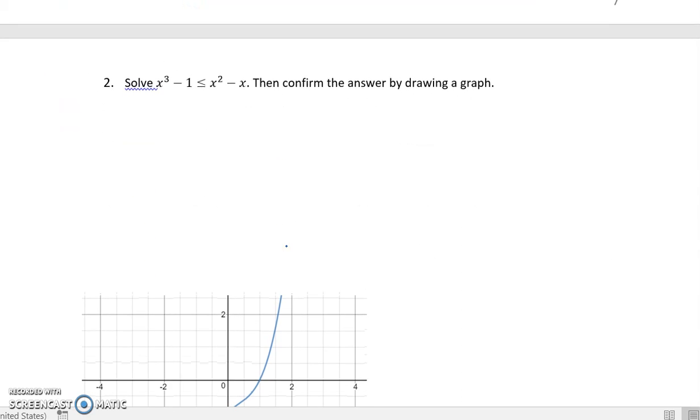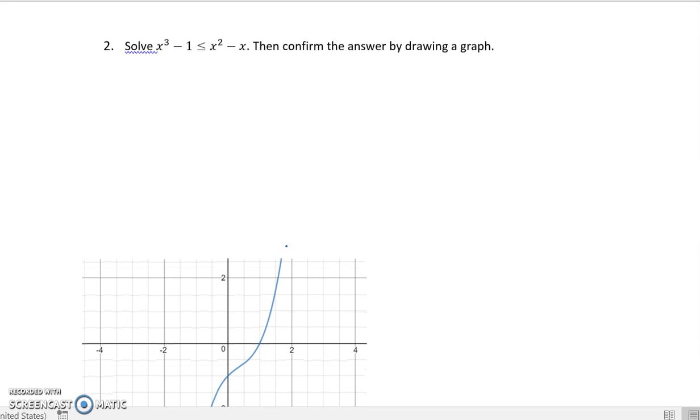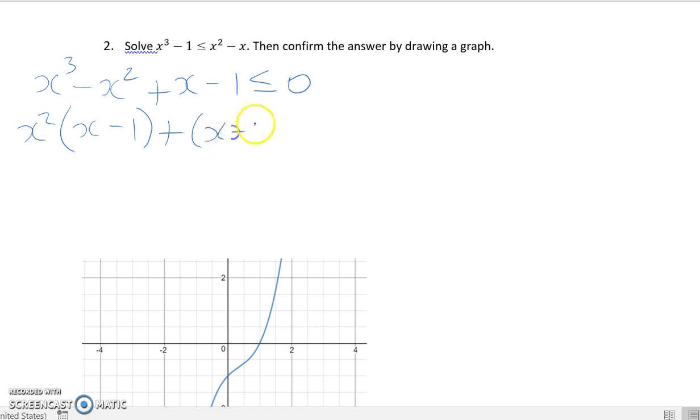The next one wants us to solve this inequality and then confirm this answer by drawing a graph. Okay, so again, my first step here would be to get everything onto the left-hand side. So what I want to do is I want to go x cubed minus x squared plus x minus 1 is less than or equal to 0. That's my first step. Then what I want to do is factorize by grouping in pairs. So I'm going to take out x squared and go, that's x minus 1 plus, and I've got x minus 1 here. And that's going to be less than or equal to 0.